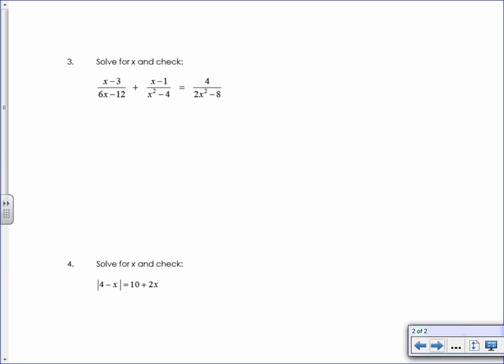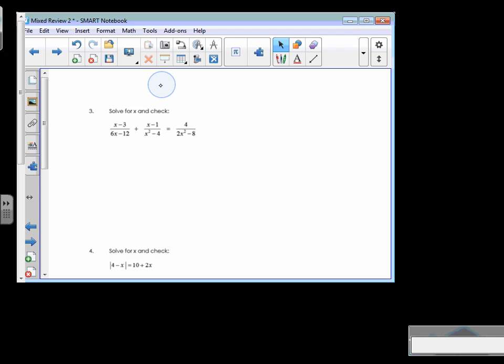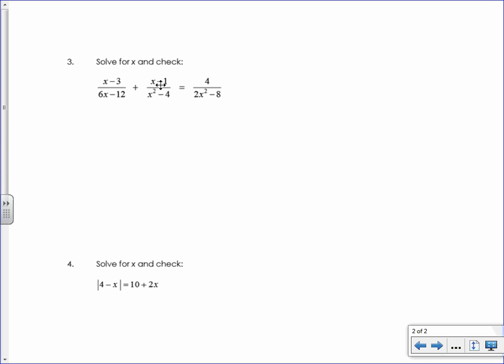On to the back. Solve for x and check. Notice we have a lot of checks going on in this. So I have an equation. Equations, we eliminate the denominators. So how about I factor my denominators and see what I'm working with? So this is going to turn into x minus 3 over, here's a GCF of 6. So you pull out the 6, you're left with x minus 12, or x minus 2.